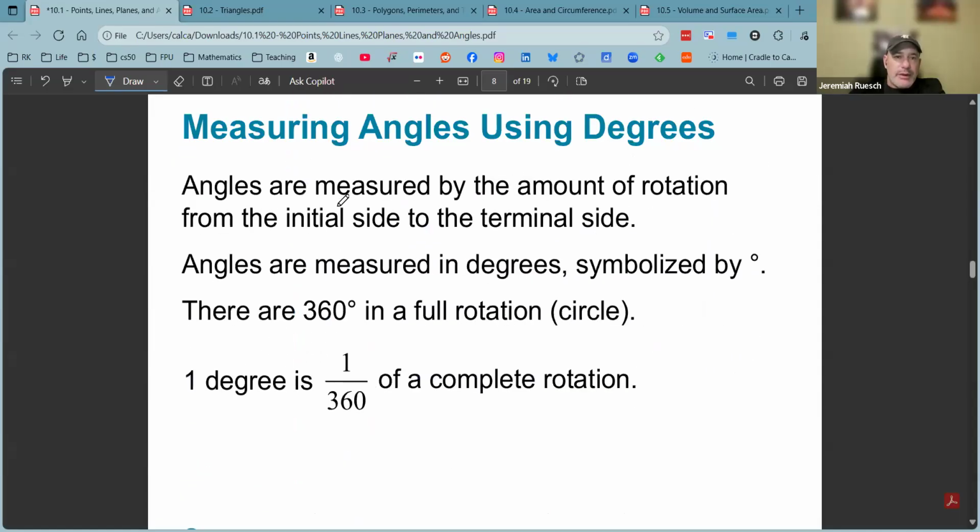Measuring angles and using degrees. Angles are measured by the amount of rotation from the positive x-axis. So if this is my x-axis here, then as I rotate in this direction, this is my ray out. This is the angle I'm measuring, and it's measured in that direction. This is considered positive. We call it counterclockwise, often written as CCW.